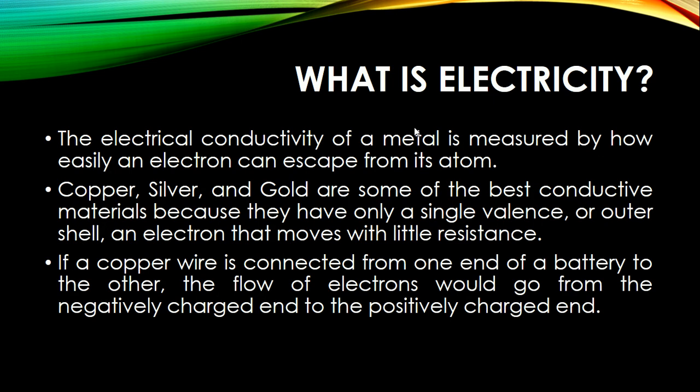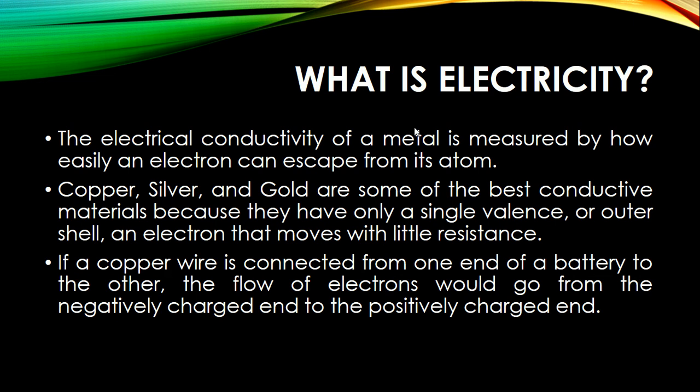The electrical conductivity of a metal is measured by how easily an electron can escape from its atom. Elements such as copper, silver, and gold are some of the best conductive materials because they have only a single valence, or outer shell, electron that moves with little resistance. That's why copper, silver, and gold are categorized as the best conductive materials.